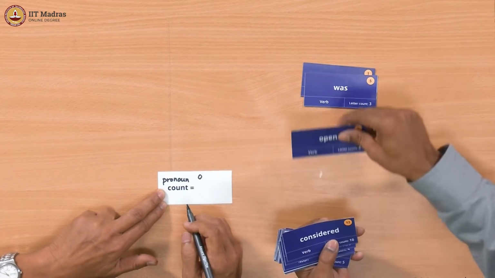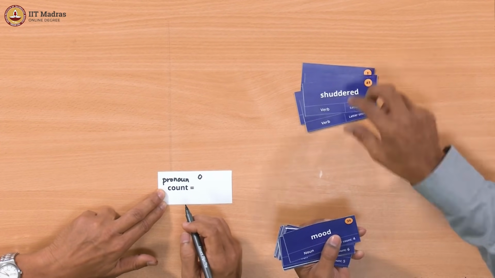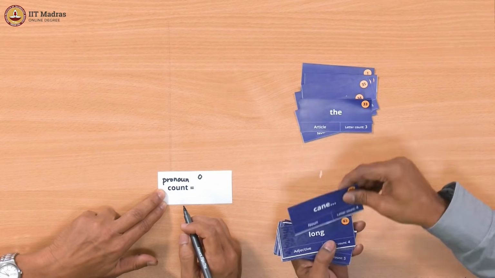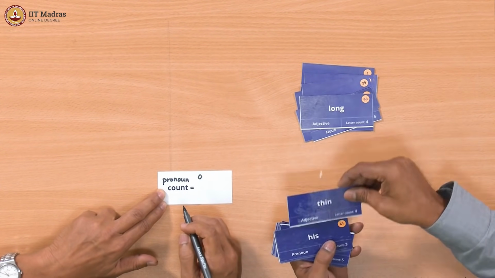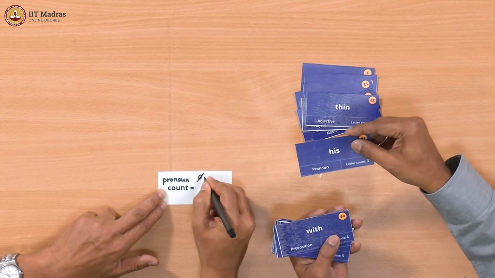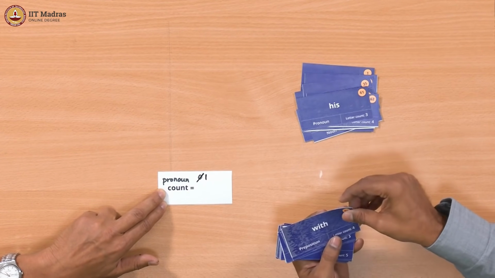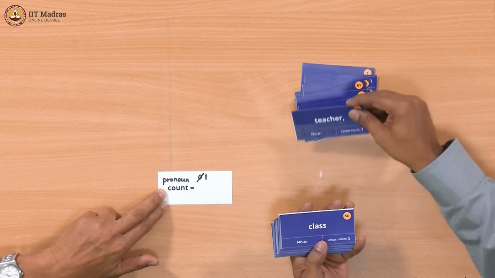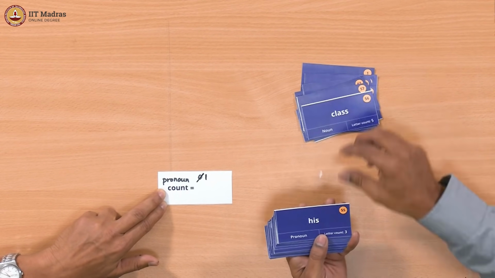Yeah. So we have all the verbs which we found earlier. So this is a noun. This is a noun. This is an article. This is a noun. It's an adjective. It's an adjective. So we found the first pronoun. Okay, so I make 0 into 1. Okay. Then a preposition, a noun, a conjunction, a noun, another pronoun.